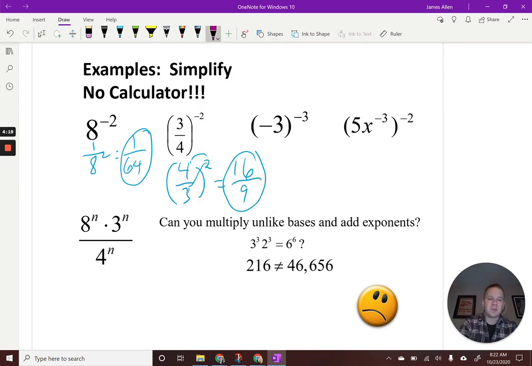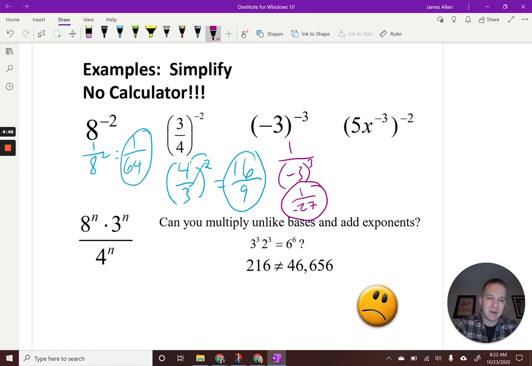Negative 3 to the negative 3rd. My goodness, we're just throwing negatives all over the place. Well, first I'm going to do the reciprocal. So I'm going to have 1 divided by negative 3 to the 3rd power. Now, negative 3 to the 3rd power, if we have a negative number to an odd power, it will retain its sign, so it'll still be negative. 3 to the 3rd is 27, so I will get 1 over 1 divided by 27.